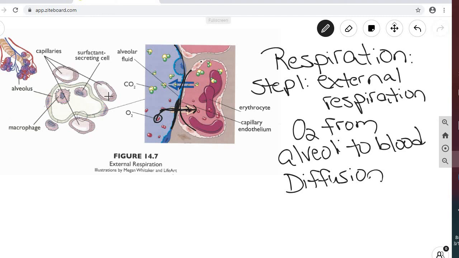Once that oxygen gets into the capillary, it gets picked up by the red blood cell. And remember, it's on the red blood cell, specifically on the hemoglobin in the red blood cell, that the oxygen gets transported throughout the body.